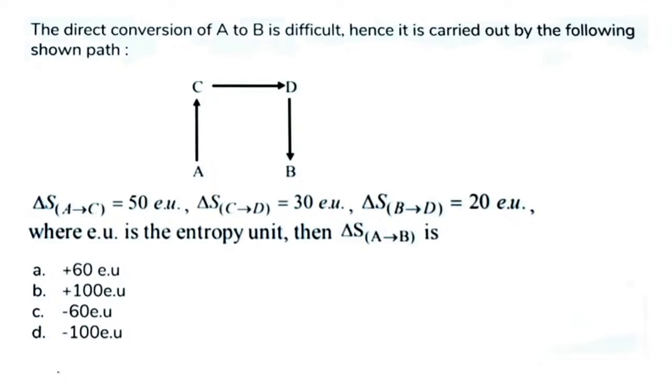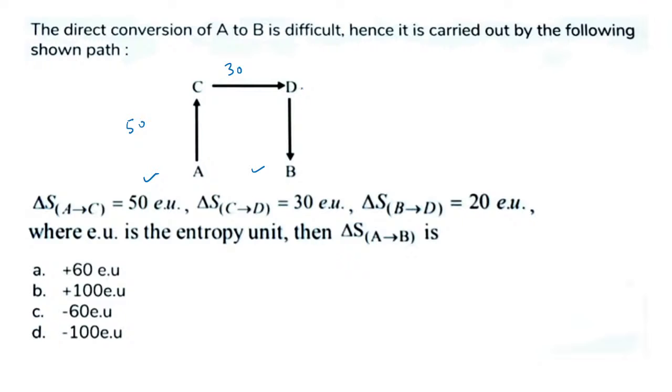All right, so now let's solve this question. Some of you are going with A and C. See, the question is the direct conversion of A to B. The direct conversion of A to B is difficult, hence it is carried out by the following shown path. Delta H from A to C is 50, delta S from C to D is 30, and delta S from B to D is 20.